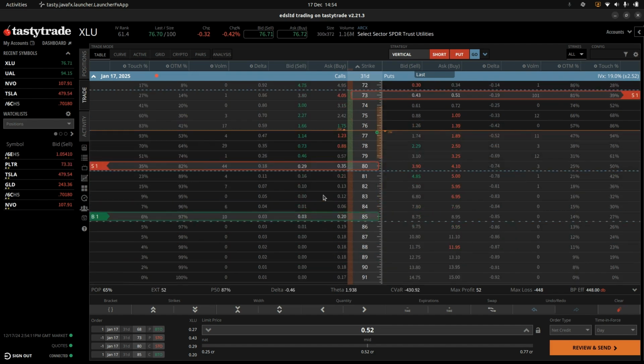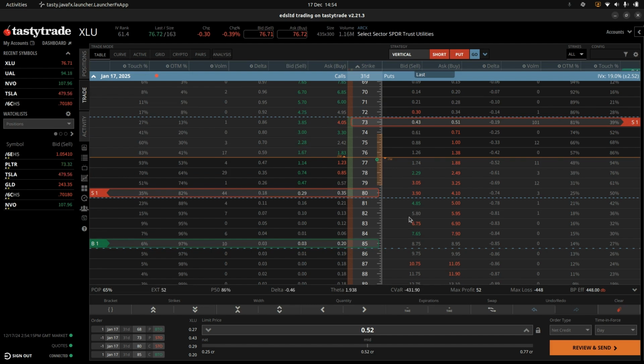Now, what this is going to do is it's going to limit our loss. We are going to define our loss here. And how is our loss defined? Well, it's the difference between the spread, $5, take away the premium that we collect up front, times 100 because of the 100 share multiplier, and that's how we end up with our max loss here of 448. And what's going to happen is our broker knows now that we have a max loss of 448, so it only now needs to hold that much in buying power.